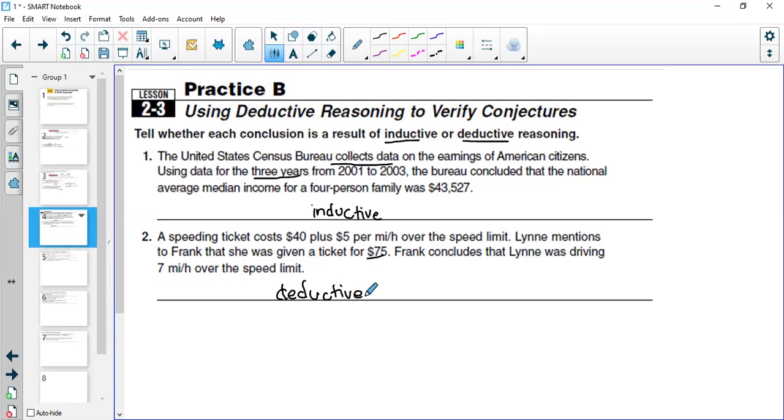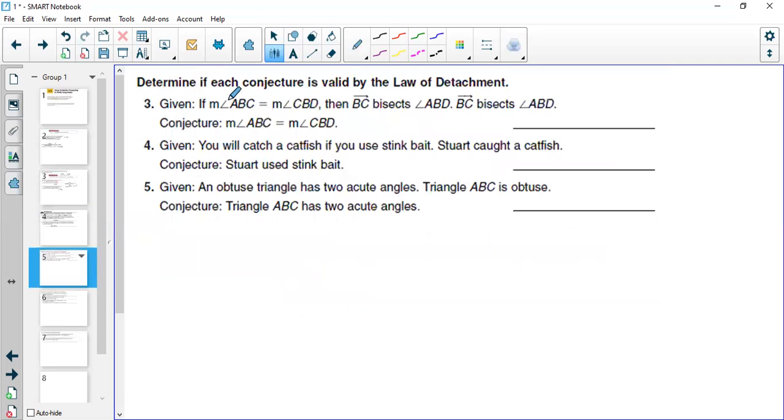But he calculated quickly and found out that she was driving 7 miles per hour over the speed limit. So that's why it became deductive reasoning. Right, so let's go to the next one. They determine if each conjecture is valid by law of detachment. So what was law of detachment? If P, then Q. So if P is true, then Q is true.